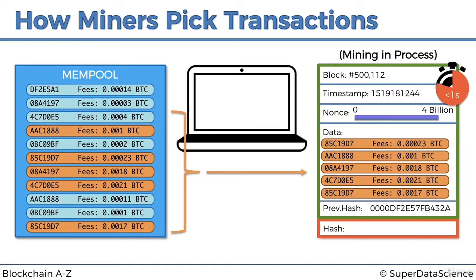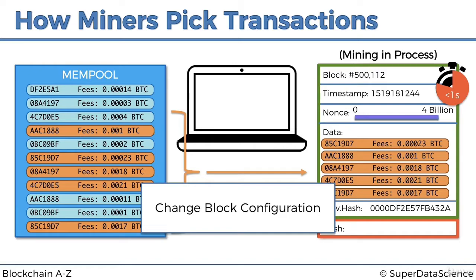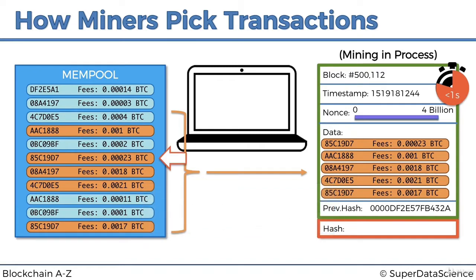Bam. As we can see, the miner again went through the whole nonce, and the total time is less than a second. Again, he still hasn't found the hash. So what happens now? Same thing: change block configuration. Let's identify the transaction with the lowest fees. It's this one, which we just included. Throw it away and find the one with the next highest fees. Okay, this one. All right, good, put it into the block, wonderful.